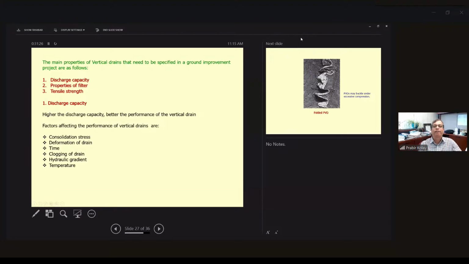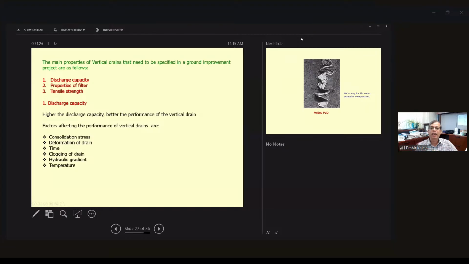So as I mentioned, vertical drains need to be specified for ground improvement. A few things you need to check: the discharge capacity, the properties of the filter, and the tensile strength of the core itself. Okay? Discharge capacity is basically, the higher the discharge capacity, the better the performance of the vertical drain, right?